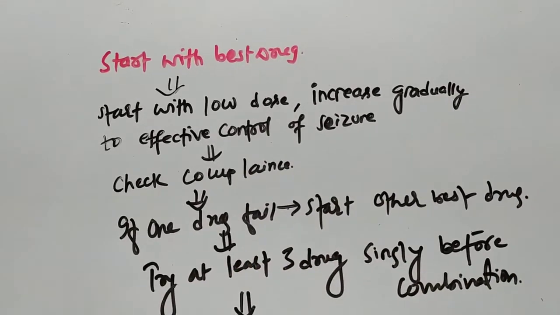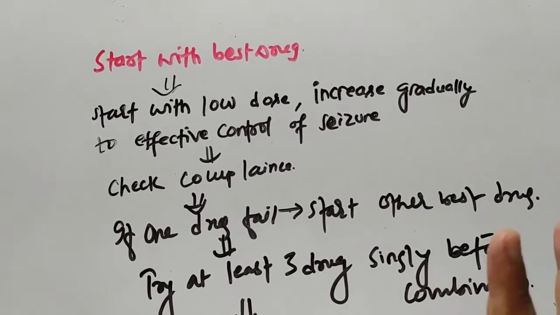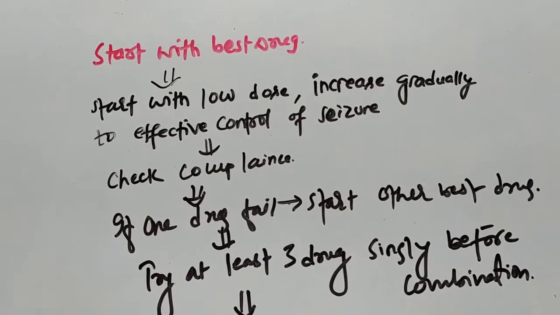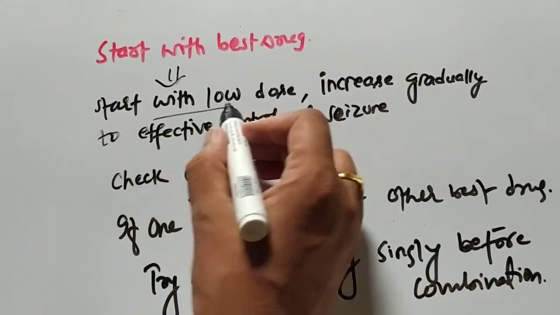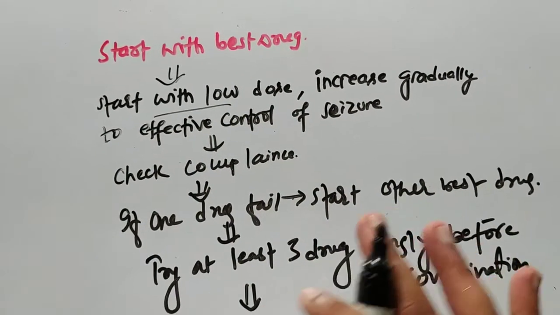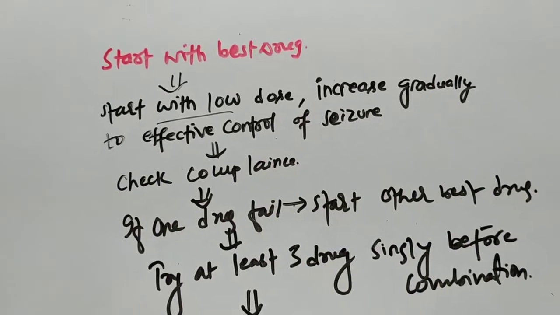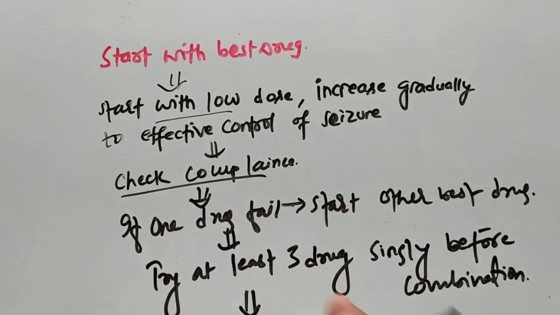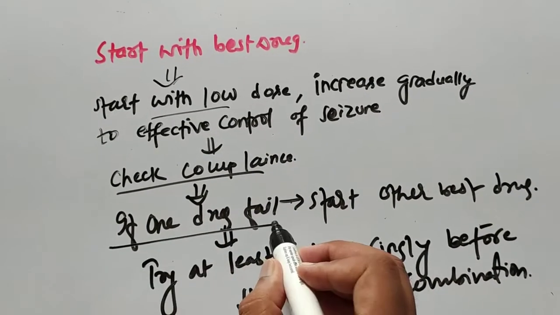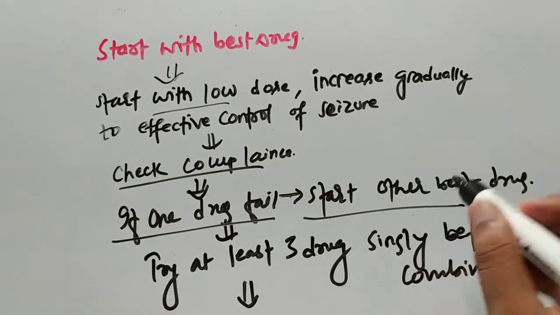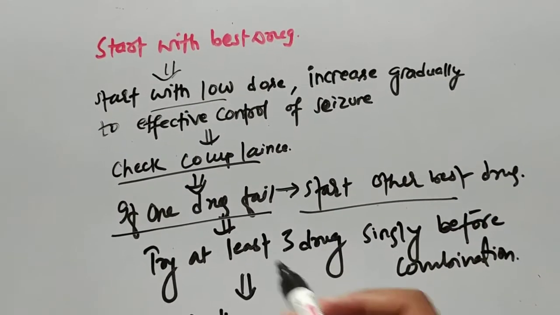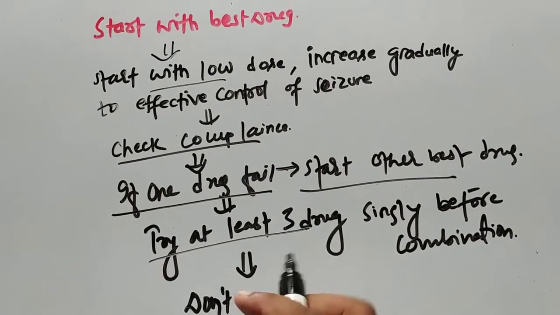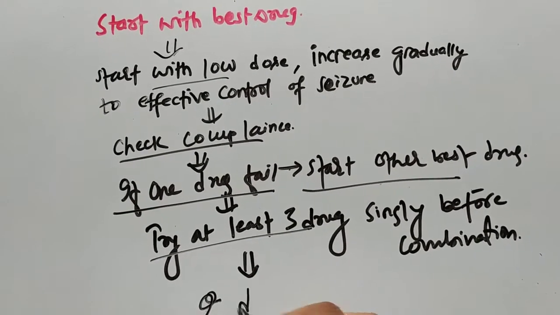So what is the protocol for anticonvulsant therapy in the case of epilepsy? You should always start with the best drug for the kind of epilepsy. Start with a low dose, and gradually increase the dose to effectively control the seizure, and also check the compliance, whether the drug and the route which you are giving are suitable for the patient or not. If one drug fails to show a response, then you can go for the alternative best drug, and try at least 3 single drugs before doing combination, and you can combine at least 2 drugs if this therapy fails.